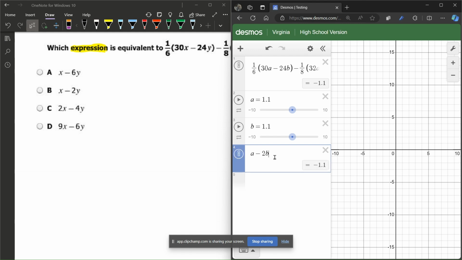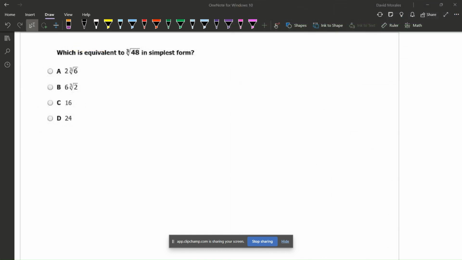So I found my answer. It is B. So this is kind of simple. You might be able to figure this one out on your own.